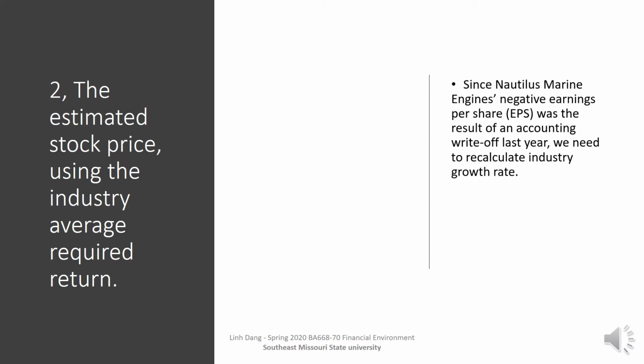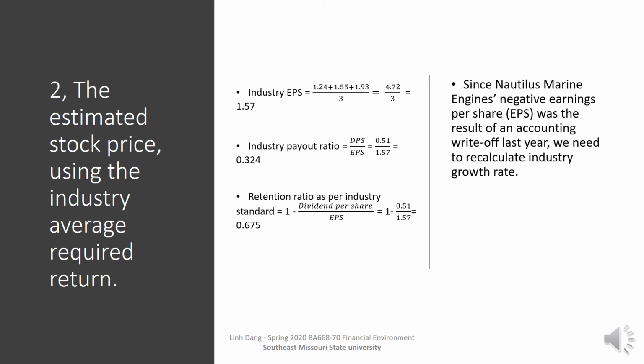Before calculating the estimated stock price of Ragan, we are also provided with information that Nautilus Marine Engines has negative earnings per share (EPS), and this was the result of an accounting write-off last year. Without the accounting write-off, their EPS would actually be $1.93. Therefore, we need to recalculate the industry growth rate. With this information, the new industry EPS is $1.57. Because we have a new industry average EPS, we have to recalculate the industry payout ratio and also the retention ratio. And with this information, we can now calculate the industry growth rate, which is equal to 8.4%.